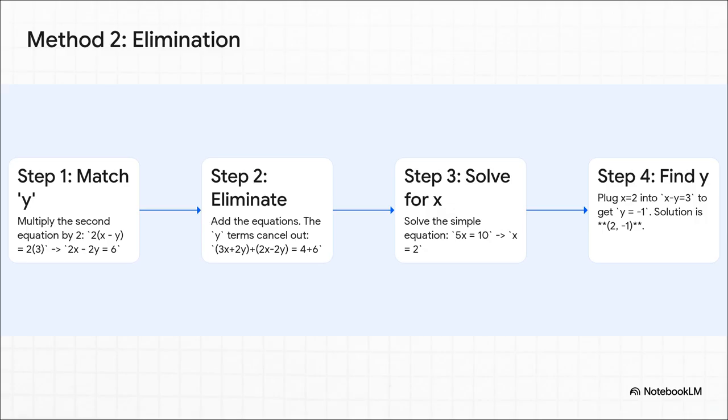So what if we just multiply that entire second equation by 2? We get a perfect match, a plus 2y and a minus 2y. Now, when we add the two equations together, the y terms are eliminated. They just vanish, leaving us with a simple equation that tells us x equals 2. And just like before, we plug that back in to find y.